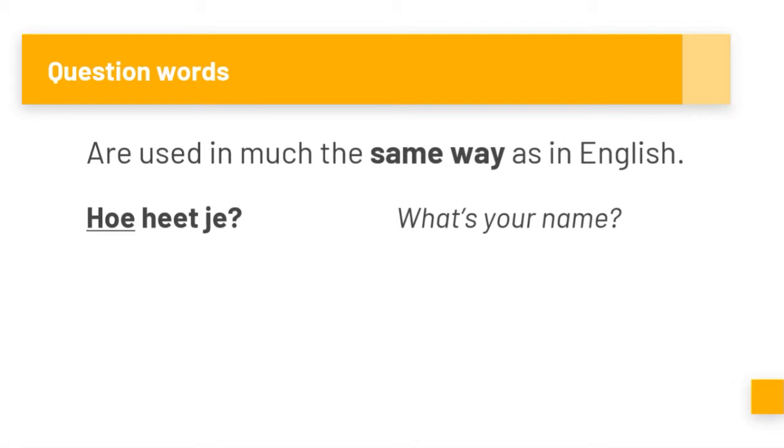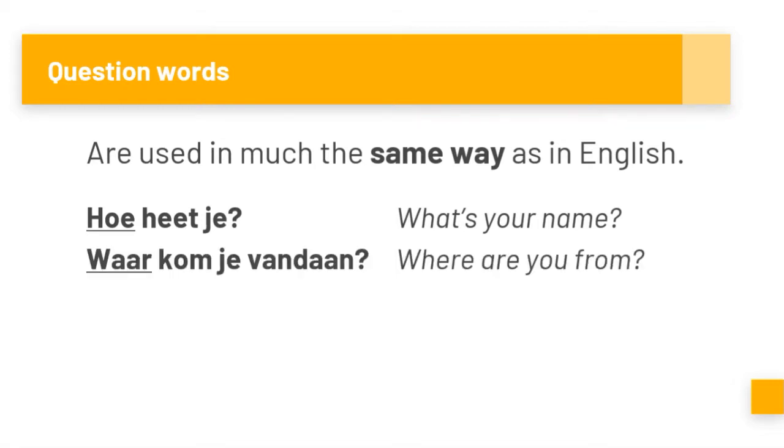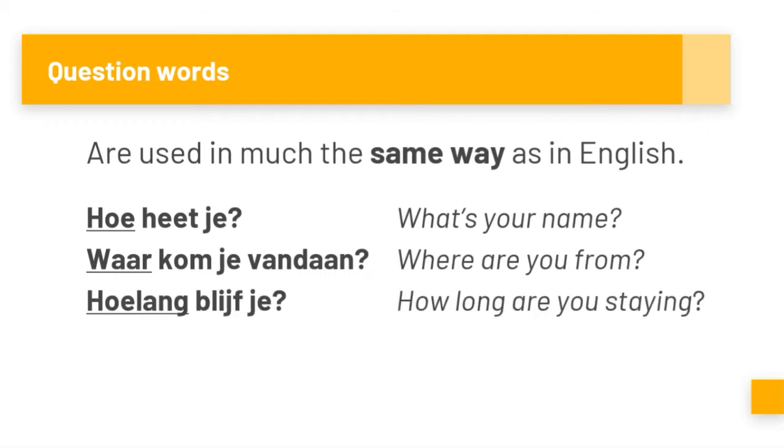So the question word here is hoe. That's also at the beginning of the sentence. Waar kom je vandaan? Which means where are you from? You see, in English we start with where. In Dutch we start with a word that is quite similar, and it's waar. Waar kom je vandaan?